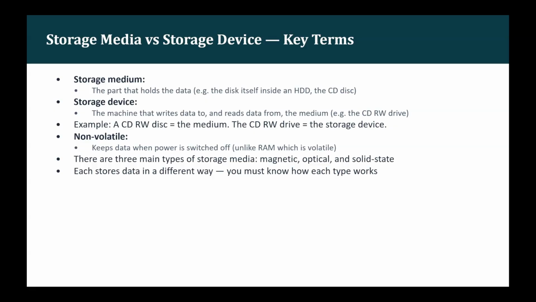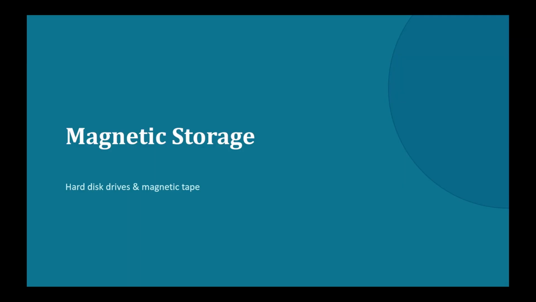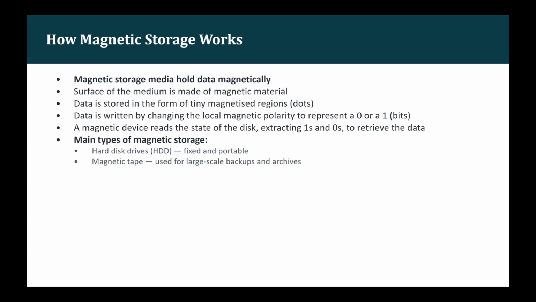Each stores data in a different way, and you must know each type, how they work and what the differences are, because in the exam you have to write the answers for them. So let's discuss magnetic storage devices first. Hard disk drives and magnetic tapes are examples of magnetic storage.